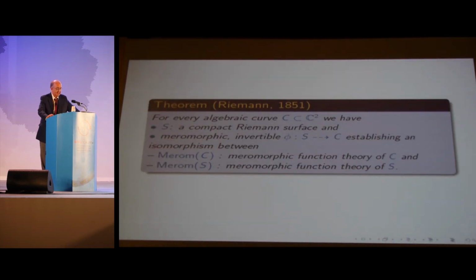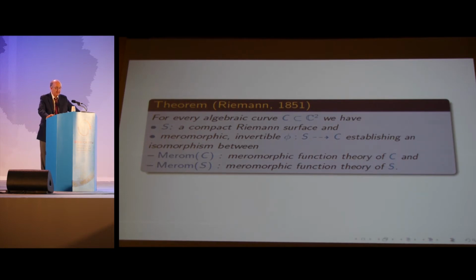And it's in this context that this led to one of Riemann's fundamental theorems in 1851. So he asked himself, well, how much can we simplify an algebraic curve, and exactly what can we achieve? So he says that if we have any algebraic curve, C inside C2, no matter how complicated these singularities are, there are two simplifications that we can achieve.